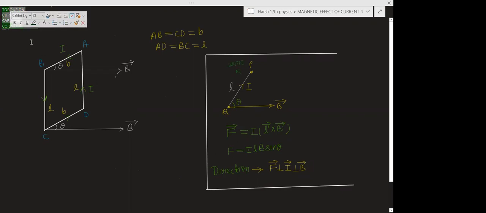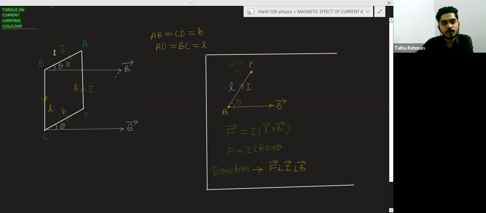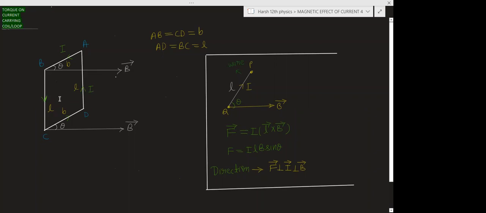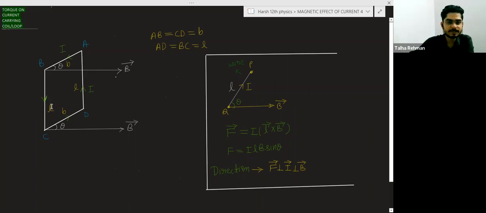We will discuss the torque on a current carrying coil or loop. So this is a coil ABCD we have, and this is a rectangular coil, meaning two opposite sides of this coil are equal. This side is L, this side is L. I have written here AB and CD, and AD and BC is small l. So this is the coil. This coil is placed in the magnetic field, and the plane of the coil is making an angle of theta.